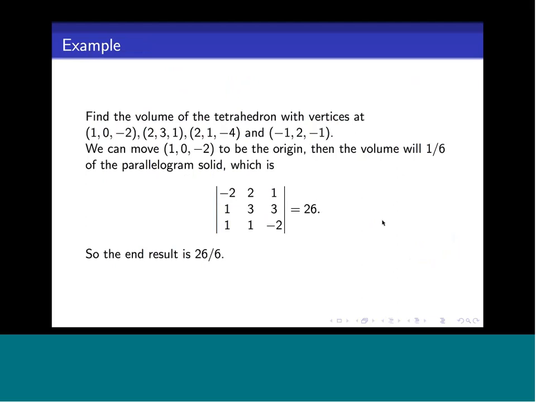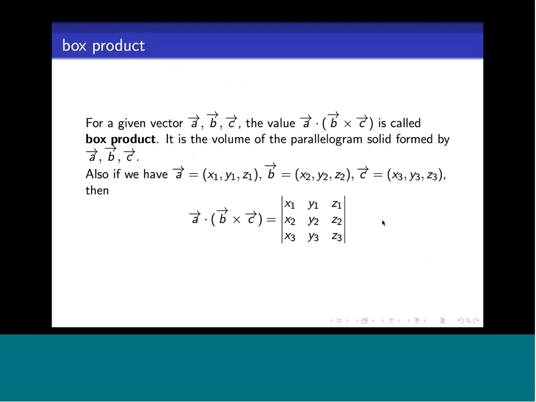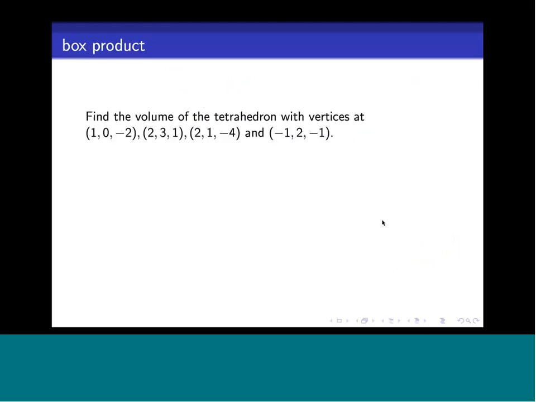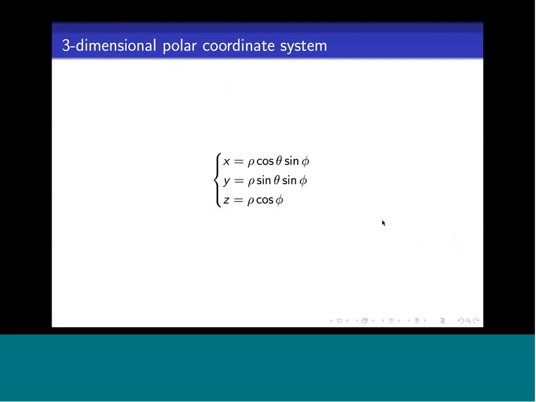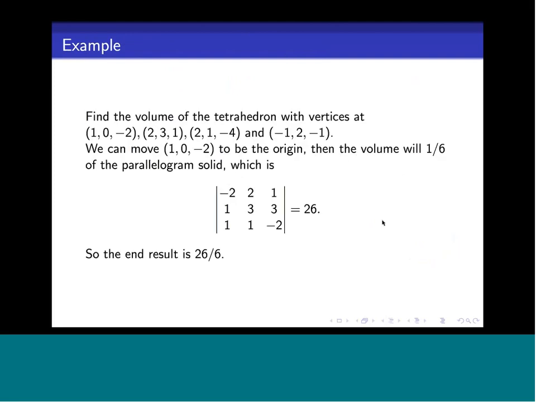I think probably today we're going to end with this. That is very, very simple, just a definition. Next we're going to talk about three-dimensional polar coordinates. I will still send you another set of problems. This time probably more involved with geometry.